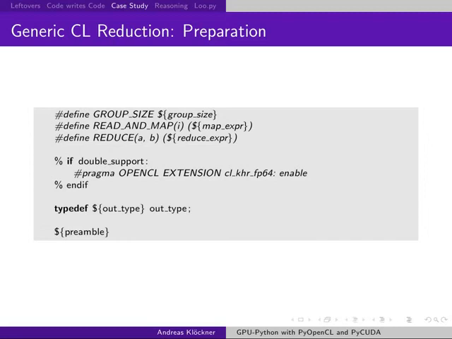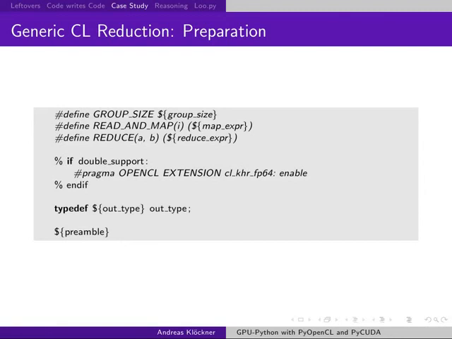With code generation, what does it look like? Here come in the variables group size, map expression, and reduce expression that we saw, that are pretty much directly given by the user. For example, for the dot product, the map was A[i] times B[i], and reduce was just A plus B. Here A plus B gets expanded into whatever gets passed to the C macro. We define reduce, and this becomes the actual reduce expression, whatever we want to reduce on.